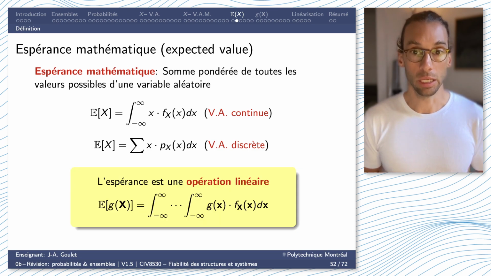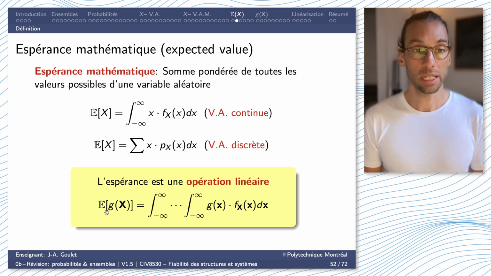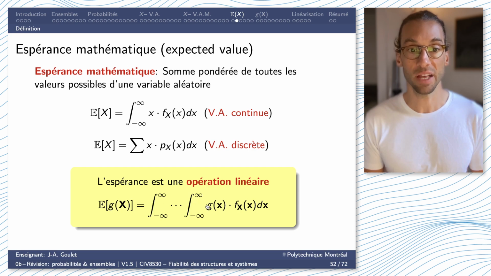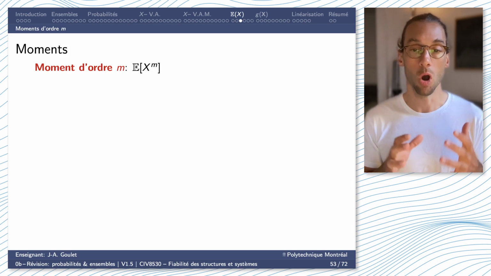So the expectation is a linear operation. It means that I can rewrite this expectation over a function of a random variable, where the function is deterministic, as the evaluation of my function at the deterministic value times the probability density of the possible value of a realization of x. I integrate over all possible values. And that will allow me to define the moments.